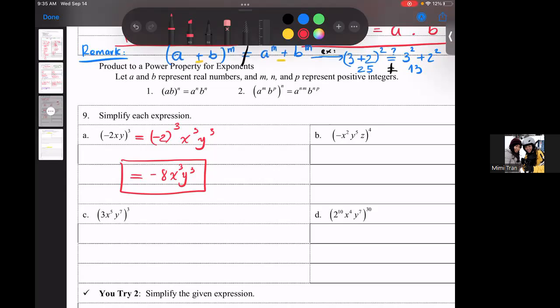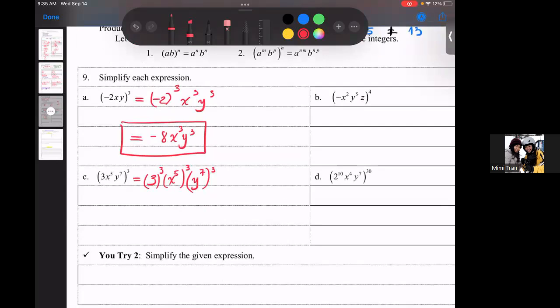What do you have? You do it like that, right? You distribute the power to each factor. I suggest you put each factor in parentheses. So 3 cubed is 3 times 3 times 3, which is 27. X to the 5th, cubed: adding or multiplying? Multiplying, right? We only have one base. X to the 15, and then y to the 21.